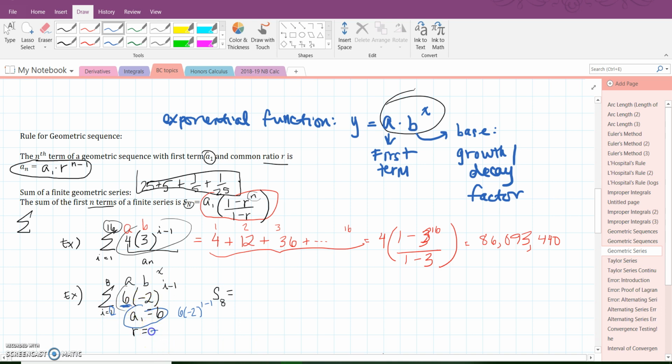Now my common ratio is -2 here. This will be an alternating series because we have a sign changer of -2. Okay, so let's plug in. I have a sub 1, which is 6, times quantity 1 minus my common ratio.